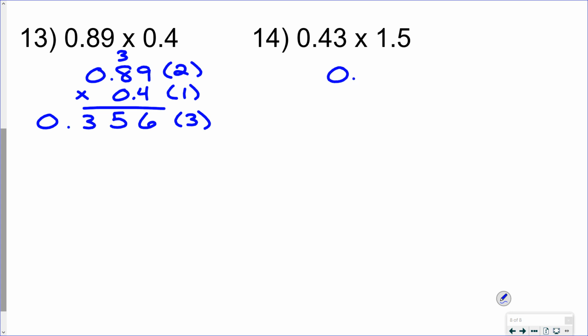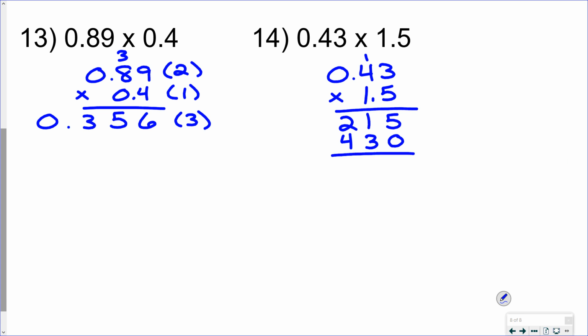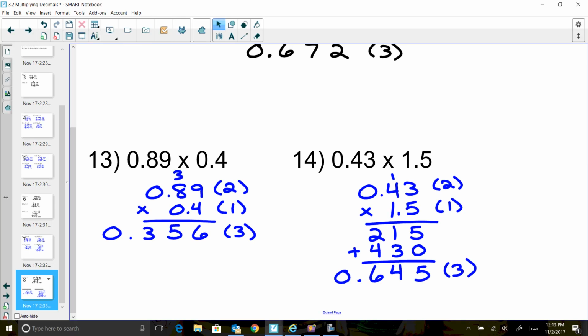And finally, 43 hundredths times 1 and 5 tenths. 3 times 5 is 15. 4 times 5 is 20, plus 1 is 21. Start the second line with a 0. 1 times 3 is 3. 1 times 4 is 4. Add those together. 5 plus 0 is 5. 1 plus 3 is 4. 2 plus 4 is 6. There are 2 digits after the decimal point there. 1 there, for a total of 3. So your answer here, 645 thousandths. And that is today's lesson.